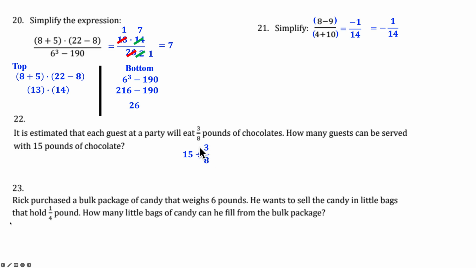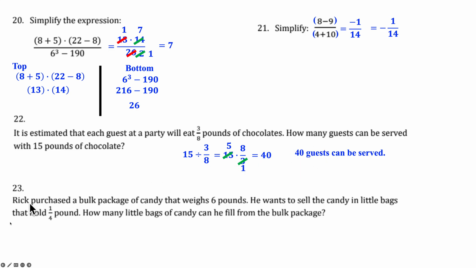No, we're not. We're going to flip that second fraction and change it to multiplication and say, wait a minute, 15 can be over 1. 3 goes into 15 5 times. 5 times 8 is 40. So 40 guests can be served with 15 pounds of chocolate. If I was there, that number of guests would probably be reduced rather a lot.